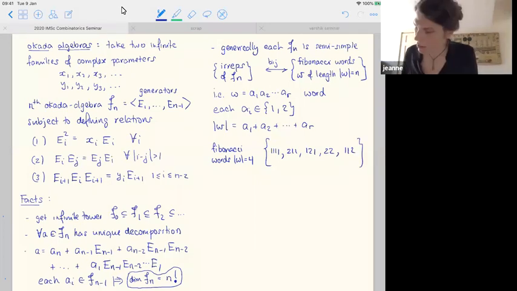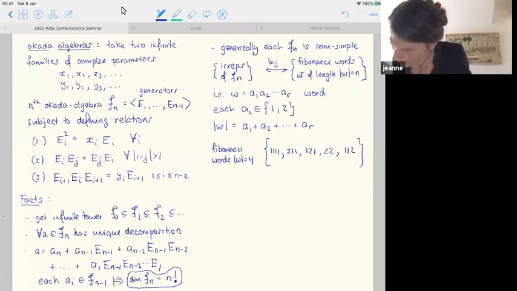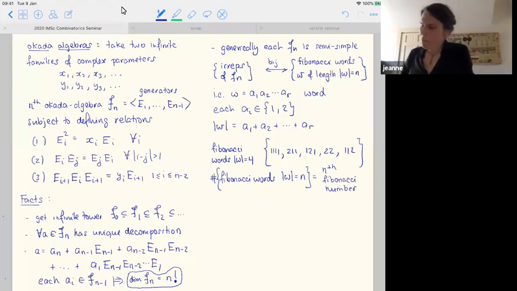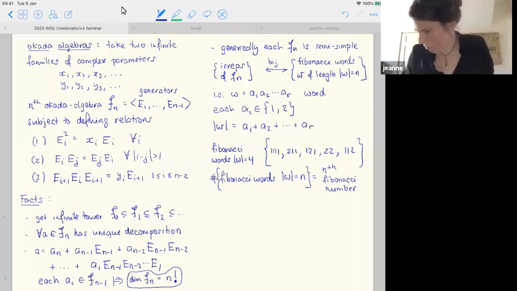And if you think about this a little bit, it's clear that the count here is the Fibonacci number. So the number of Fibonacci words W of size n is exactly the nth Fibonacci number. So there are as many irreducible representations of Fn as the Fibonacci number.